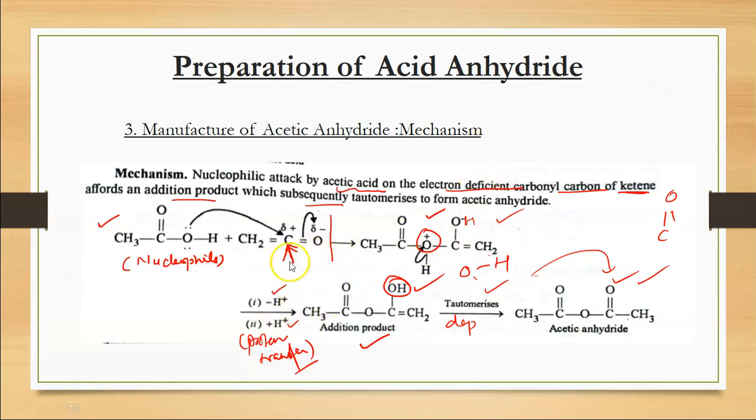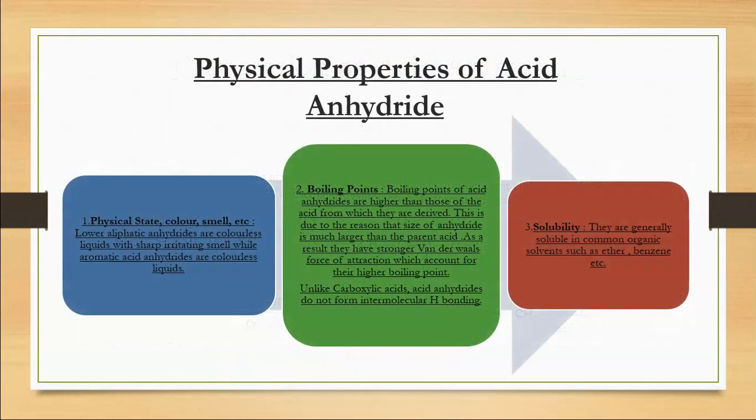Where in the first step, what is occurring? Nucleophilic attack, and this is the intermediate that you are getting. And in the next step, what is occurring? There is the formation of the addition product via a proton transfer step. In the last step, what is occurring? Tautomerism, which results in your ultimate product, that is acetic anhydride. So that is all about the preparation.